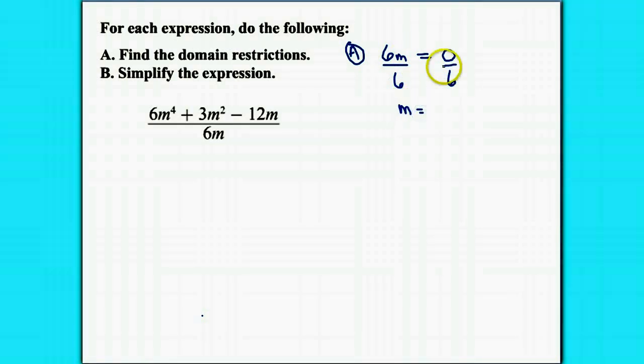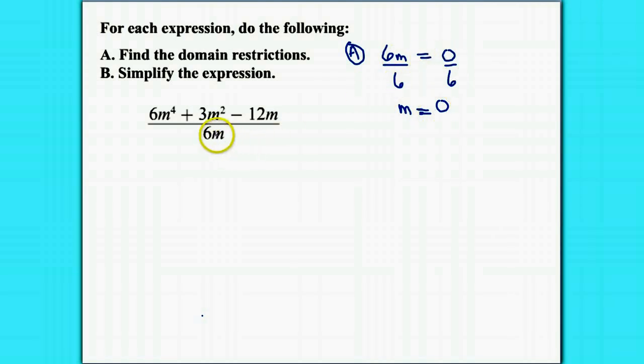And that brings up another good point. 0 in the numerator is okay. 0 in the numerator, it doesn't matter what you have in the denominator. If you divide this, you're going to get 0. So 0 divided by anything is 0. And so what this is saying is that if m is 0, it's going to make 6m equal to 0.